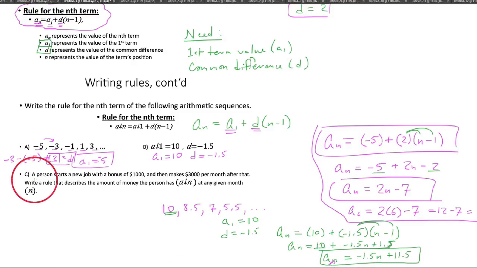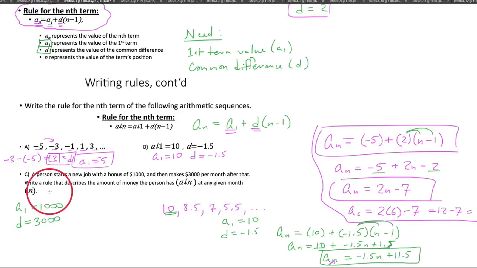Okay, so for our last one, we're going to write a rule here. It's kind of a verbal model, but I want you to see that this is very much an arithmetic case. It says a person starts a new job with a bonus of $1,000 and then makes $3,000 per month more after that. Write a rule that describes the amount of money the person has at any given month. When we look at our initial value here, we can interpret this as being our $1,000 that we start with, and then it's going up by $3,000 every month past that. And so our common difference between terms really is 3,000.